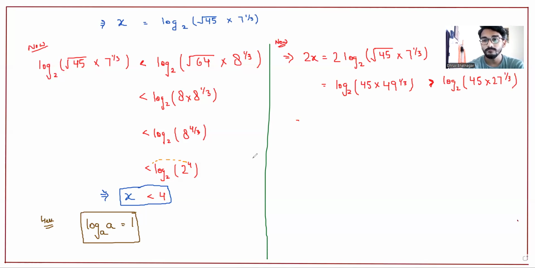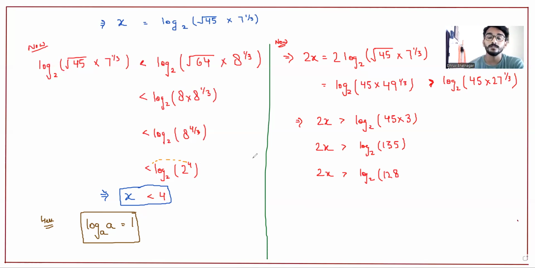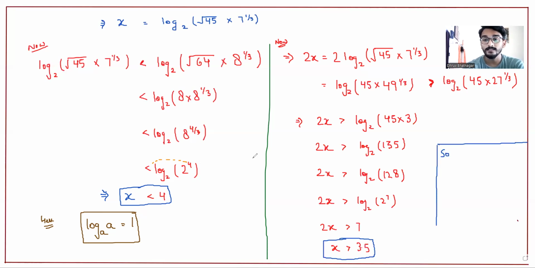27 to the power 1/3 with the base 2. I have to use another inequality here. So this can be rewritten like this, 3, and this is 135. And I can say this 135 is greater than 128. Why I'm using these types of values, because I have to make a value according to the base. So it is 2 to the power 7, and 7 can be taken outside. So I can say x is greater than 3.5. So finally, I can say that x is less than 4 and greater than 3.5. I hope it is clear. Thank you.